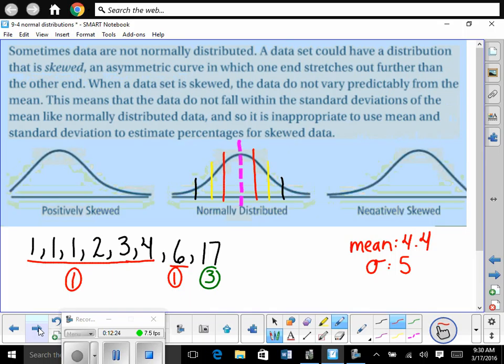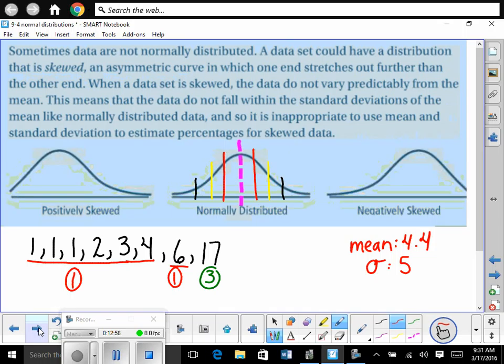So with a normal distribution, we can always predict things, right? But if it's skewed, you can't use normal distribution to make predictions because it's not going to have a common thing that happens. So this means that the data do not fall within the standard deviations of the mean like normally distributed data. So you couldn't take something skewed and apply this probability model. So it would be inappropriate to use mean and standard deviation to estimate percentages for skewed data. So this is an example of positively skewed. This is negatively skewed.